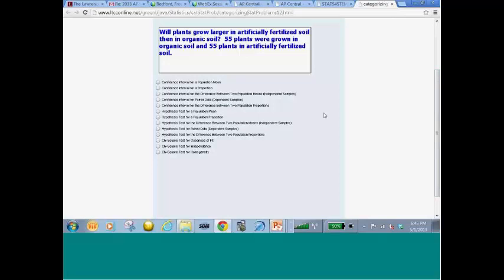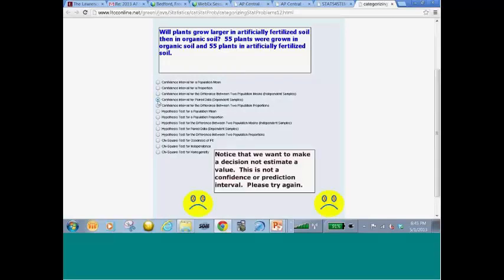So I'm going to purposely miss one right now. I need to look at it enough to be sure I'm going to miss it. Will plants grow larger in artificially fertilized soil than in organic soil? I believe that should be banned. 55 plants were grown in organic soil and 55 plants in artificially fertilized soil. So I'm going to botch this one up and say confidence interval for paired data. That's totally wrong. And you get feedback again. We want to make a decision, not estimate a value. This is not a confidence or prediction interval. Please try again. If I do hypothesis test for the difference between two means, I think I get it right.